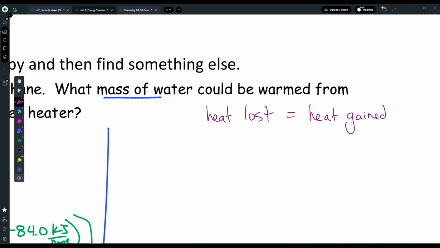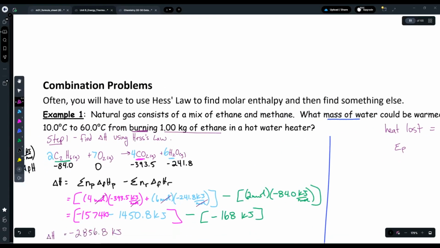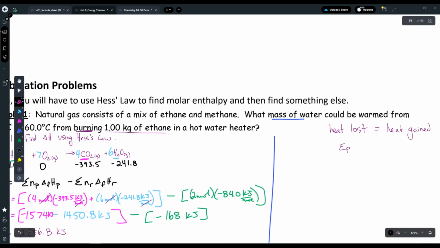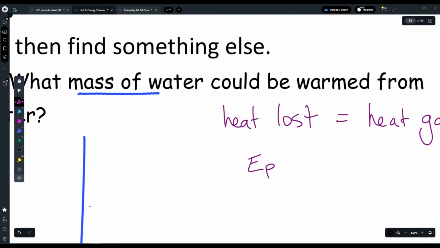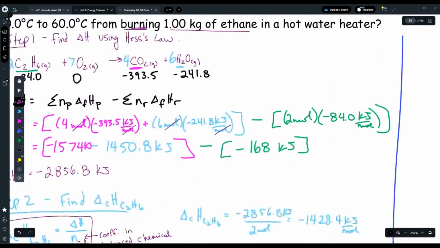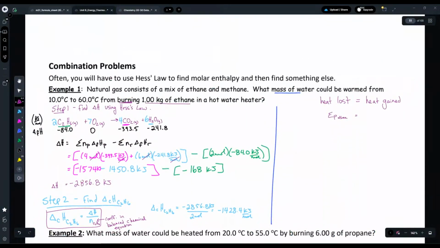Okay, so the left-hand side, that's talking about what's undergoing a chemical reaction. So that's our potential energy. What undergoes a chemical reaction is ethane, because that's what's being burned up. So we'll go ethane. Now, combustion reactions are exothermic reactions, so that means our negative is going to go on the EP side of our equation.